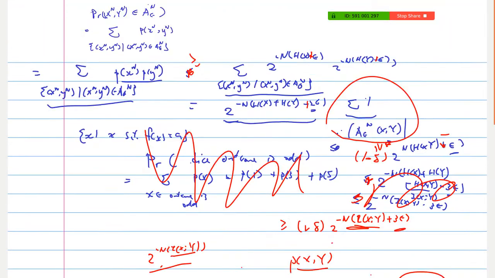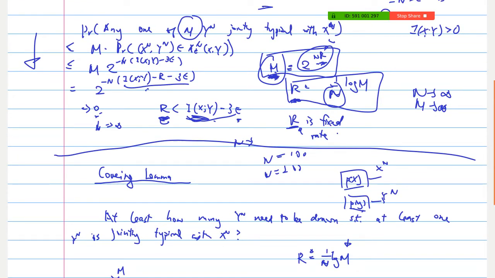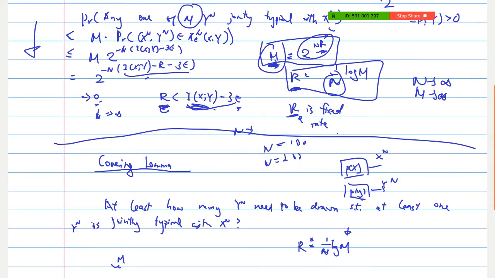So if we go back to where we were earlier, again if we go back to the covering lemma, we want to ask how many of these y^n we draw from this p_Y here such that at least one of them is jointly typical with x^n. Again, this question will be similar to the previous question in the Packing Lemma, right? The number of y^n we need to draw will increase exponentially with the length n of the sequence.